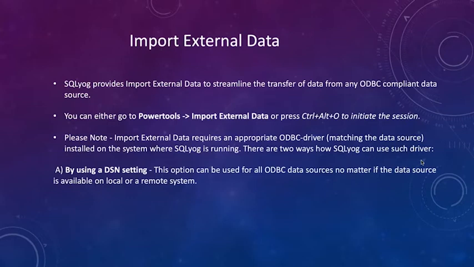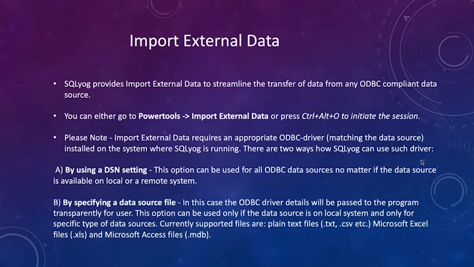Now, there are two ways SQLyog can use such a driver. One is by a DSN setting. This option can be used for all ODBC data sources, no matter whether the data source is on a local or remote system. The other is by specifying a data source file. In this case, the ODBC driver details will be passed to the program, and it will be transparent for the user. This option can be used only if the data source is on the local system and only for specific types of data sources. The currently supported files are .txt, .csv, XLS and MDB.